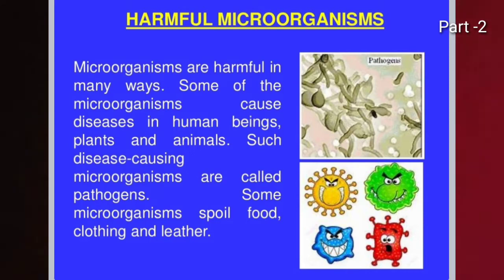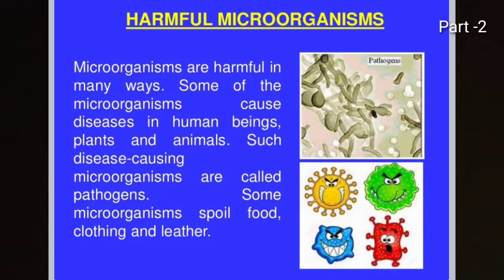Now in our previous video we discussed the useful microbes and how they are useful to us, and we have cited some examples also. So coming to harmful microorganisms, you can see in the pictures also, these microorganisms are known as pathogens. Pathogens means the disease causing organisms. The microorganisms are harmful in many ways. Some of the microorganisms cause diseases in human beings, plants and animals also. Such disease causing microorganisms are called pathogens.